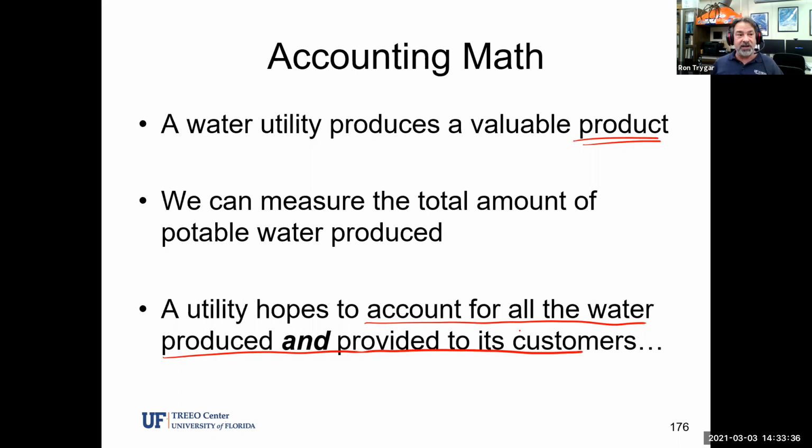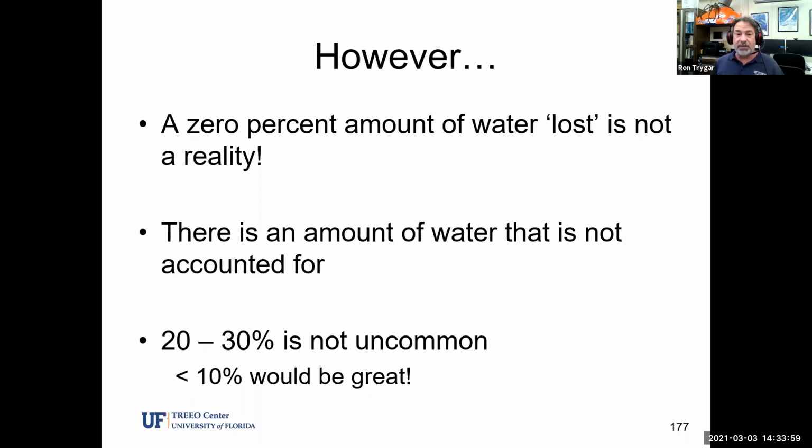Wouldn't that be great if we knew where 100% of our water went? But that's not usually the case. We actually have things like leaks, we have flushing, we have firefighting, we have water theft in some cases where people are hooking to a hydrant and taking it unbeknownst to us. So that's something we've got to factor in. It's called water loss. So what we're going to try to do here is talk about what the percentage of water loss is.